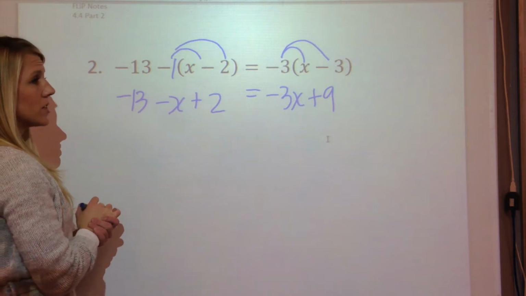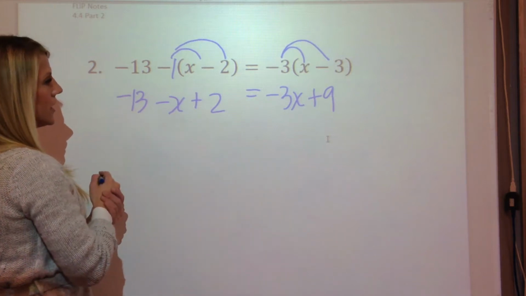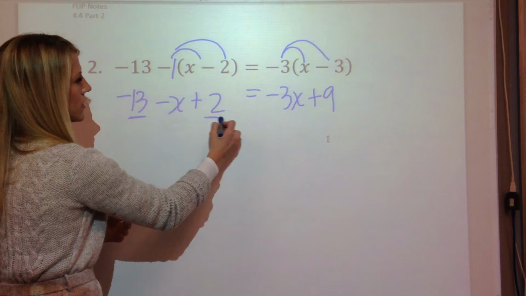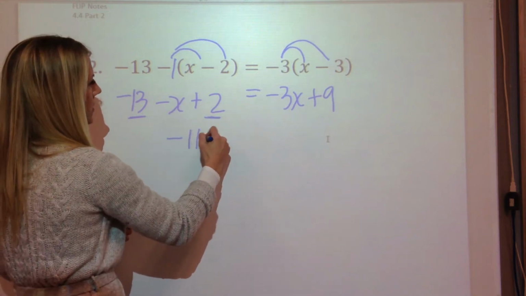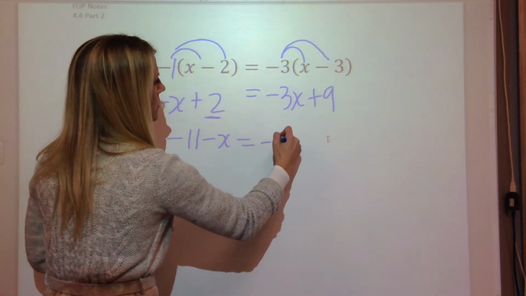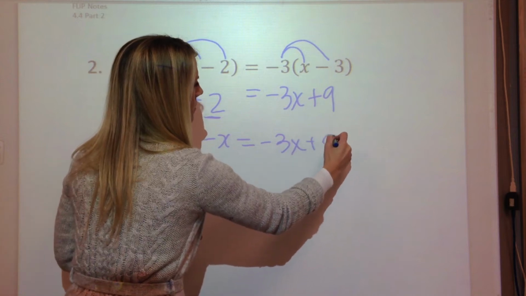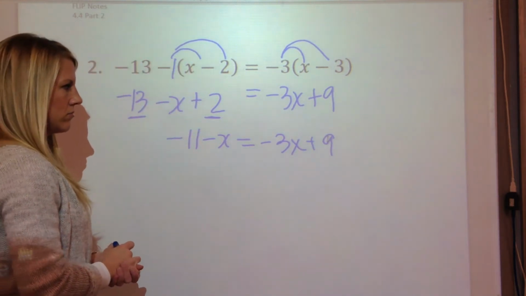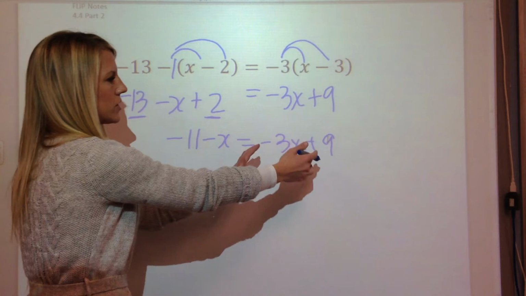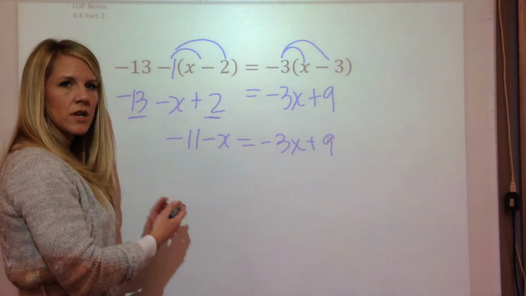Okay. So I want to still look, can I simplify the left side? Yes. I have like terms. Negative 13 plus 2 is negative 11 minus x equals, just copy everything else down. All right, so now, variable on both sides, numbers on both sides, get variable to one side, constants to the other.